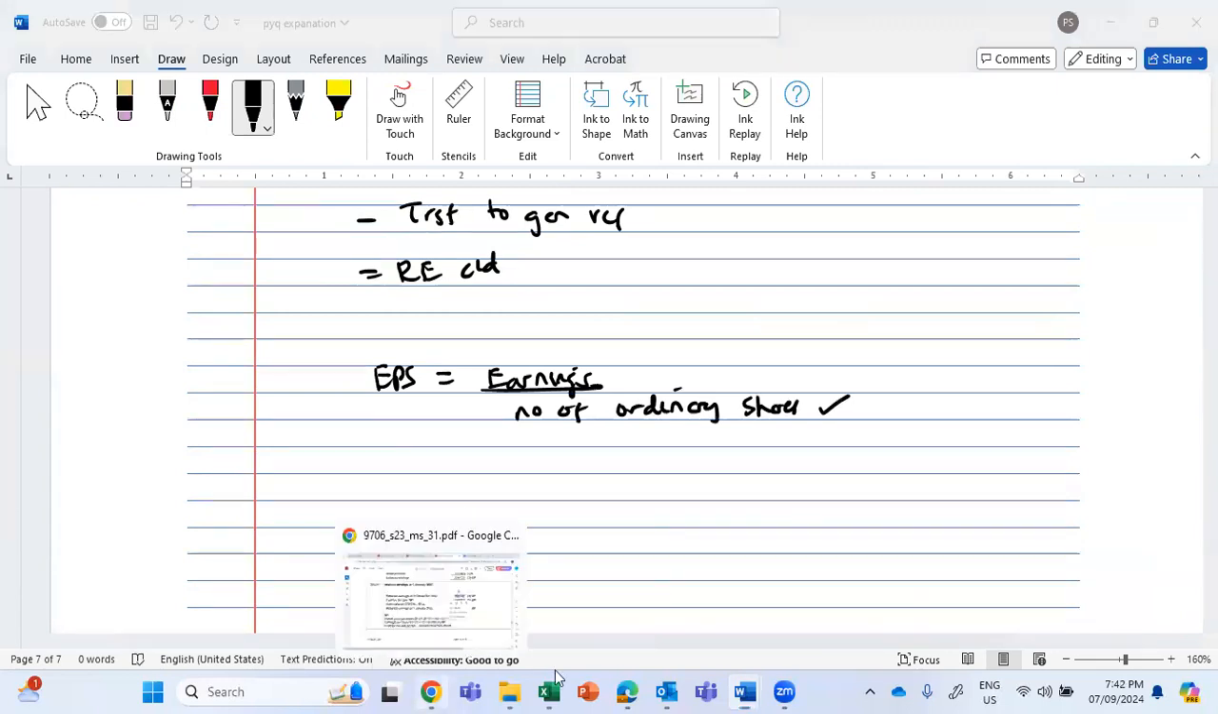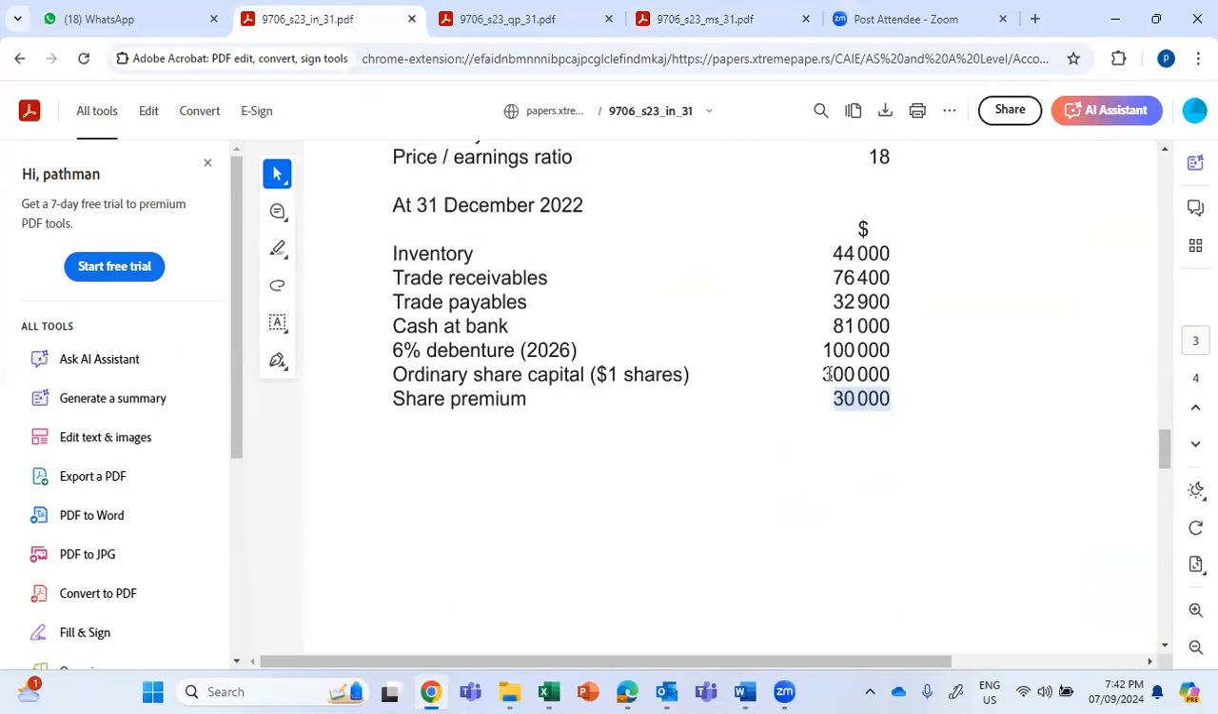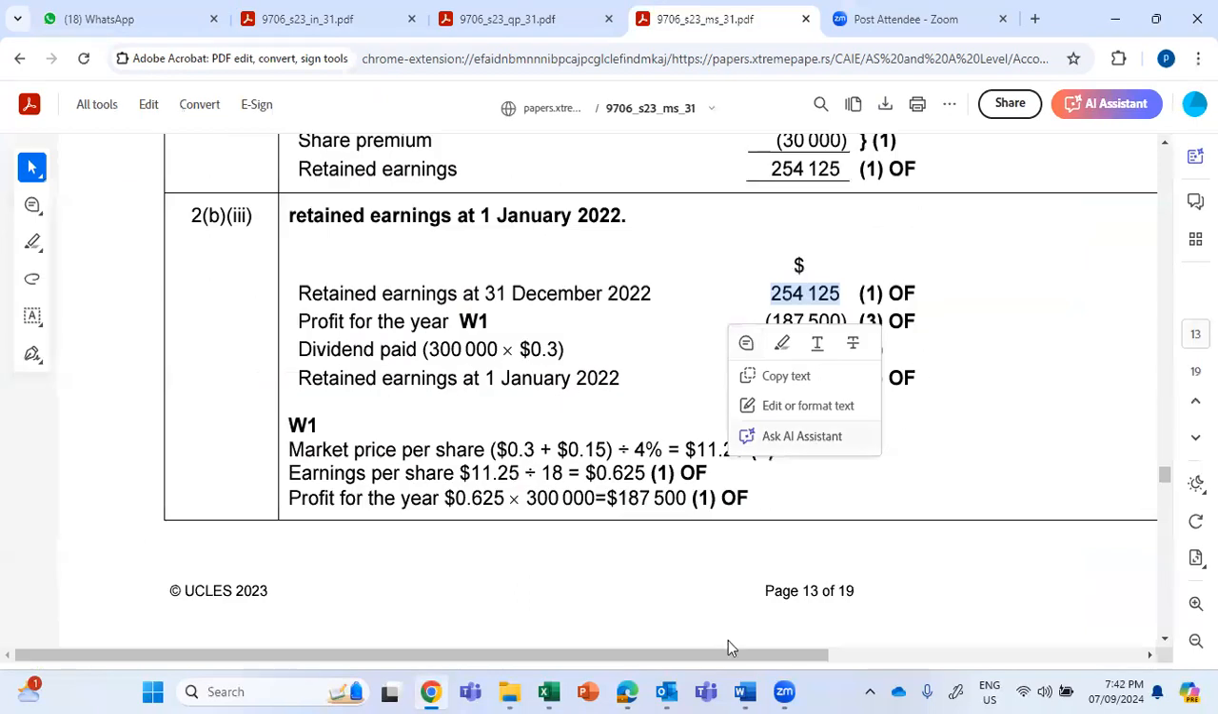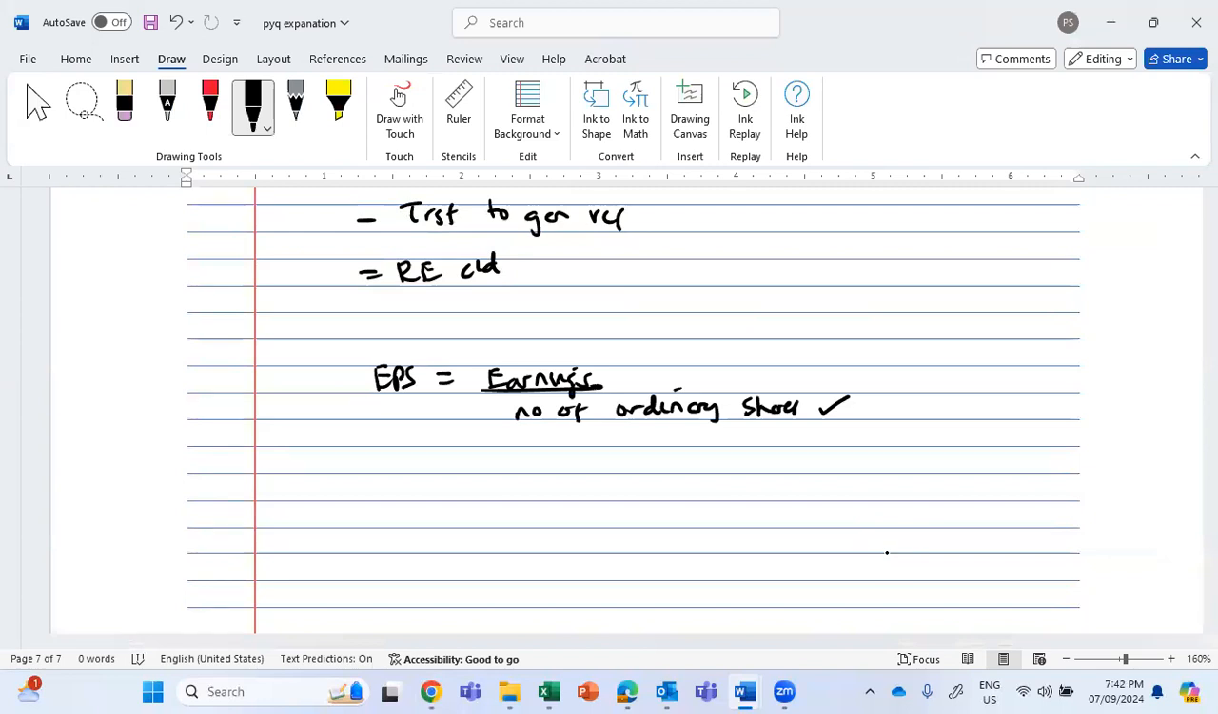We can find this because in the question, the value of the share capital is 300,000 and the nominal value per share is $1. So 300,000 divided by 1 is 300,000. So we know that the number of ordinary shares is 300,000. But we want to know earnings. We know this is 300,000, but we do not know the EPS. So there's another formula for that.